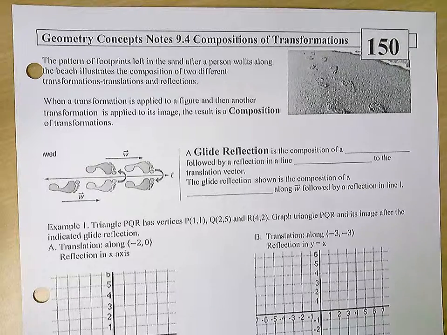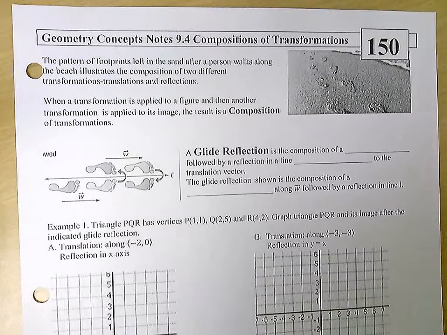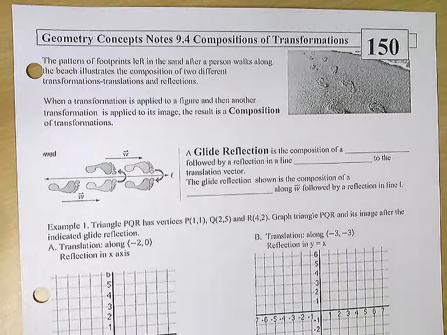So the pattern of footprints left in the sand after a person walks along the beach illustrates the composition of two different transformations. Those transformations are a translation and a reflection. Okay, so when a transformation is applied to a figure and then another transformation is applied to that image, the result is a composition of transformations. So the footsteps in the sand example is a glide reflection.